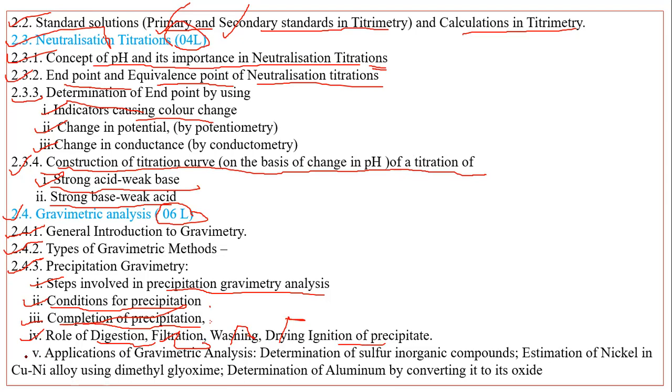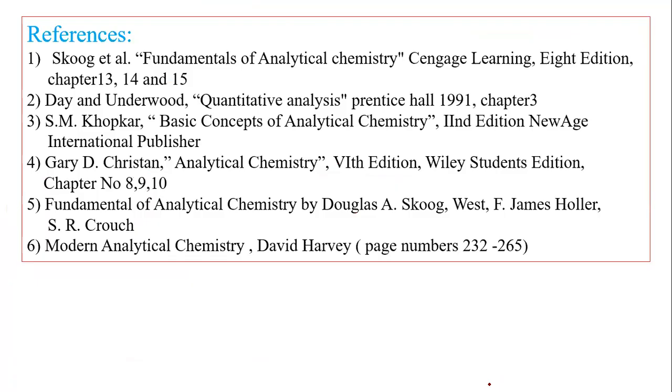After that we are going to learn the applications of gravimetric analysis, where we are going to use it. We are going to find out sulfur from an inorganic compound. Then we are going to study the estimation of nickel from a copper and nickel alloy, and for that we are using dimethyl glyoxime. And the determination of aluminium by converting that aluminium into its oxide, aluminium oxide. So these are the things which we are going to learn from this topic.